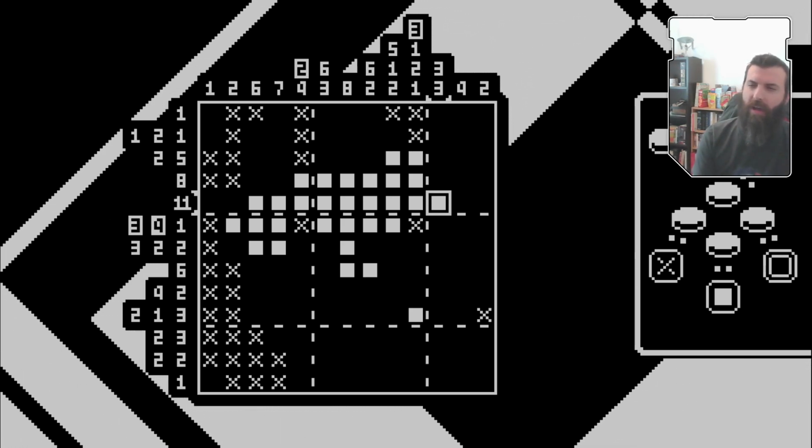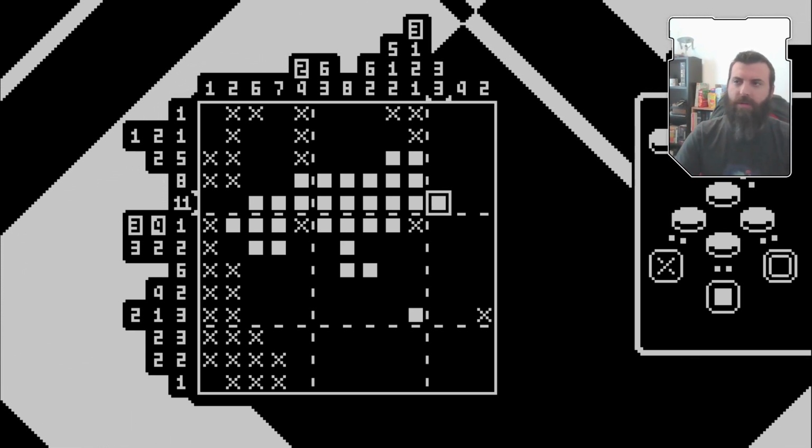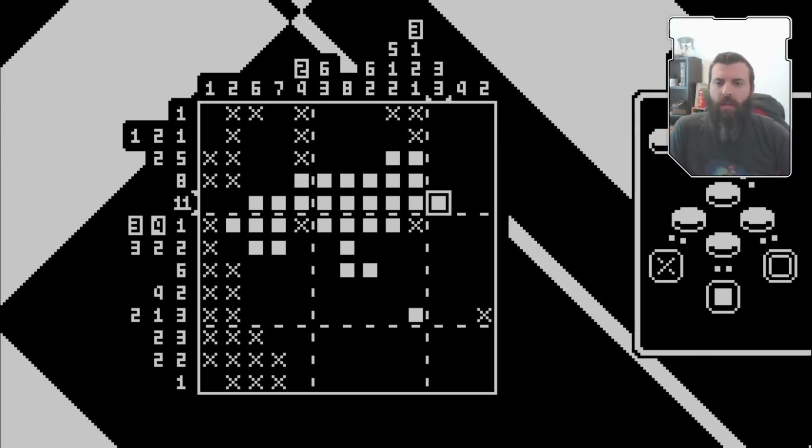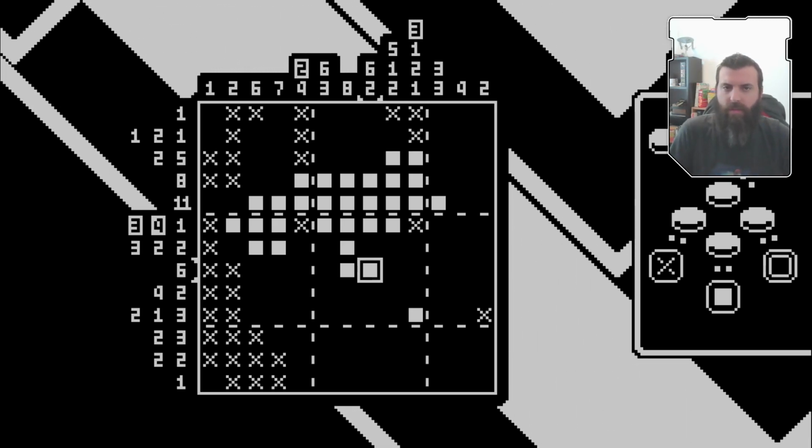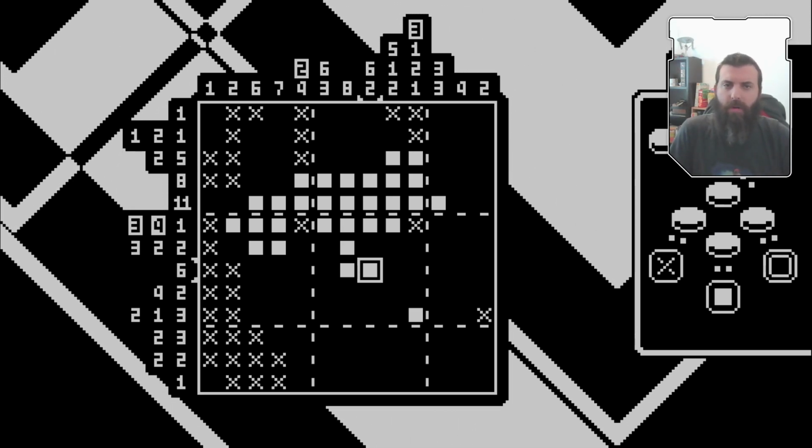This could be part of either vertical 3, which is part of the vertical 6, or the part of the vertical.